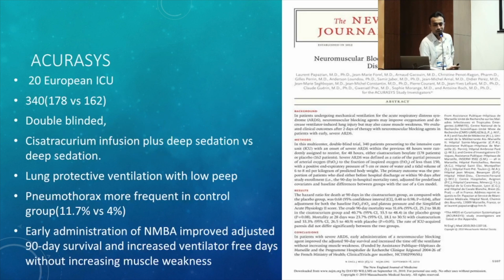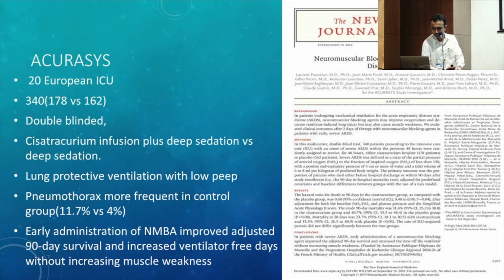So what is the evidence? ACURASYS, this was the famous study which was there. It was done in 20 European ICUs, 340 patients, double-blinded. Mainly they gave cisatracurium infusion. It was given as a bolus of 15 mg followed by 37.5 mg per hour infusion up to 48 hours. They followed lung protective ventilation with low plateau pressure. The control group had deep sedation. In this group, there were some incidences of pneumothorax.